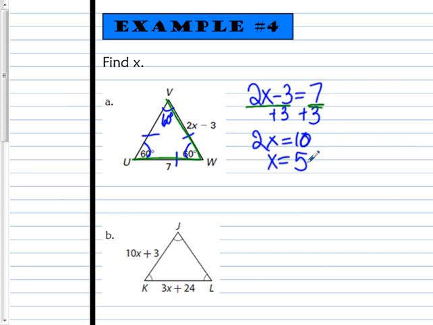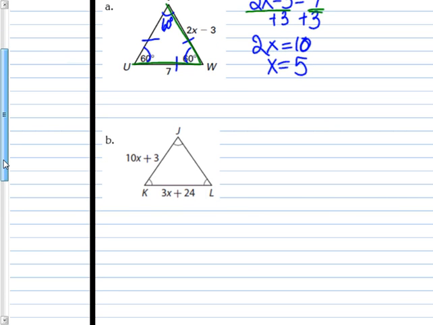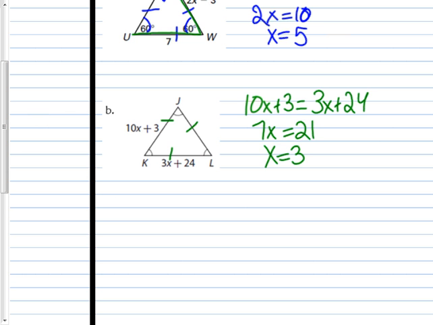X equals 5. Okay, so if you had a hard time with that one, letter B is the same thing. Go ahead and solve for x on letter B. Set it up as an equation. 10x plus 3 equals 3x plus 24. Subtract 3x from both sides, and then subtract 3 from both sides. You get 7x equals 21. Divide by 7, x equals 3. And that brings us to the end of our lesson.